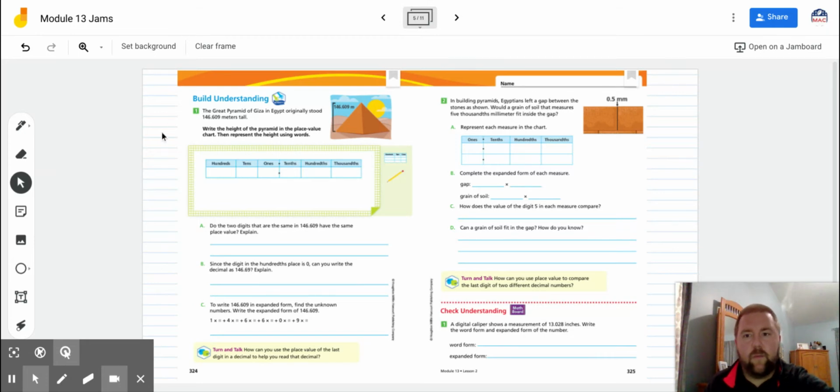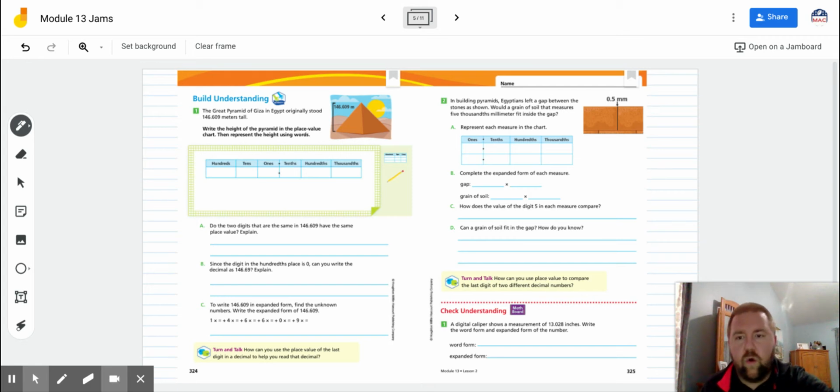Let's look at a couple more examples. It says, build understanding: the Great Pyramid of Giza in Egypt originally stood 146 and 609 thousandths meters tall. Write the height of the pyramid in the place value chart, then represent the height using words. Again, we're just writing down in this box: we have a 1 in the hundreds, 4 in the tens, 6 in the ones, and then a 6 in the tenths, a 0 in the hundredths, and the 9 in the thousandths.